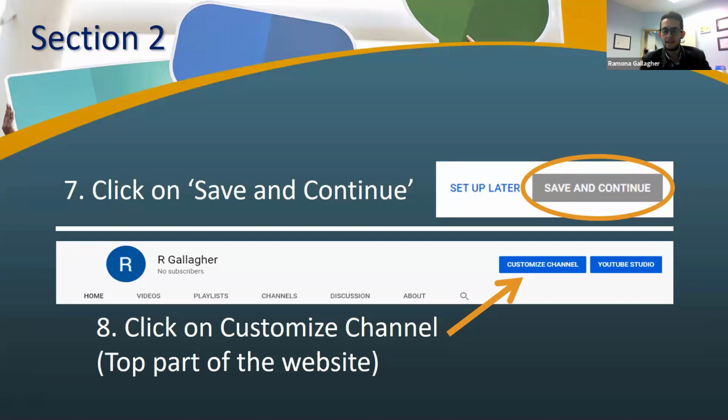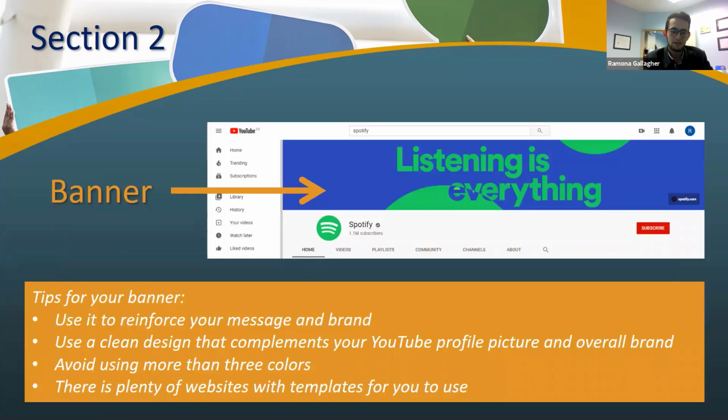Now you will click on Save and Continue. And after that, you will be taken to your main home screen, the home screen of your channel. And from there, next to your YouTube channel name, you will see a blue button that says Customize Channel. So you want to click in there, and that is going to take you to a section where you will be able to upload content related just to your brand.